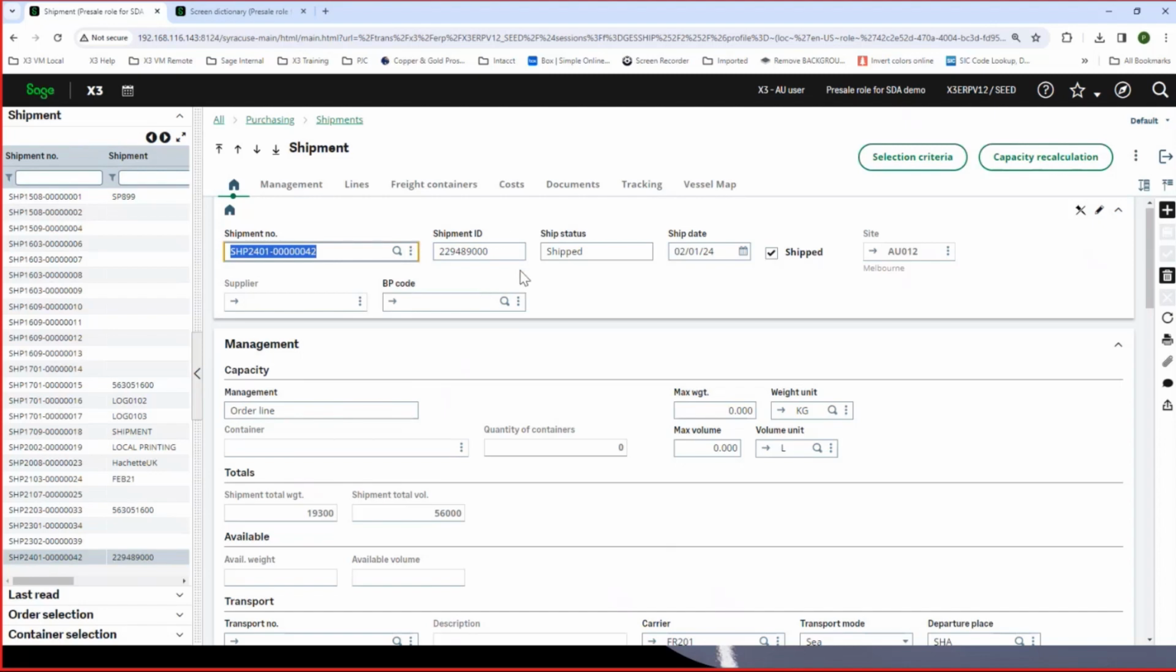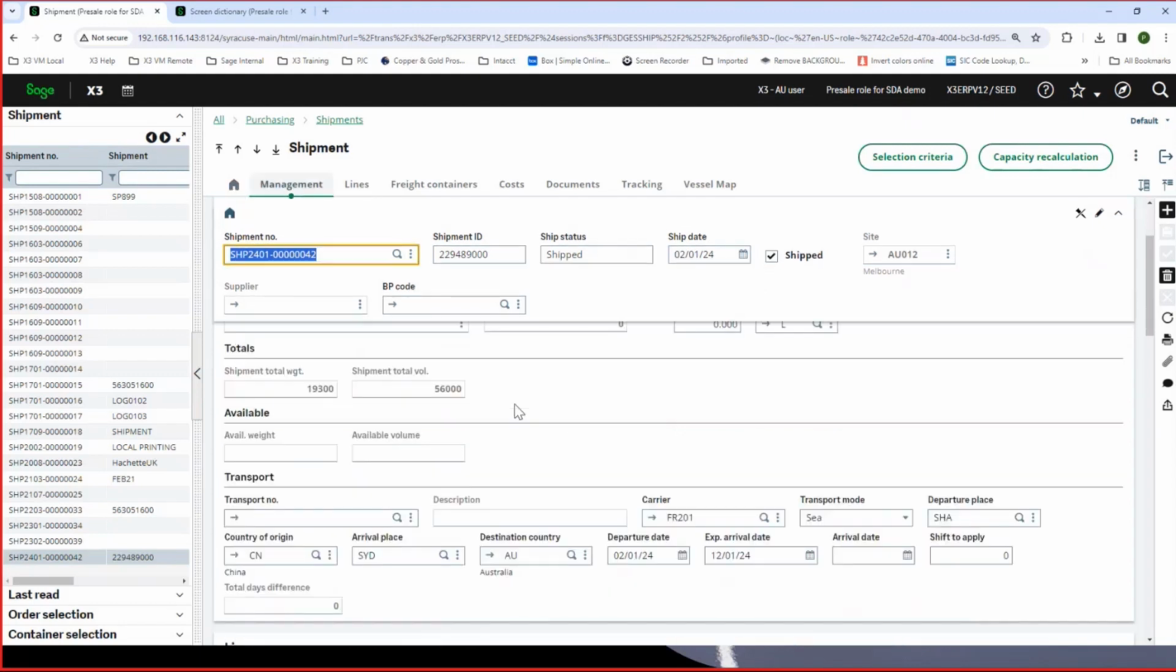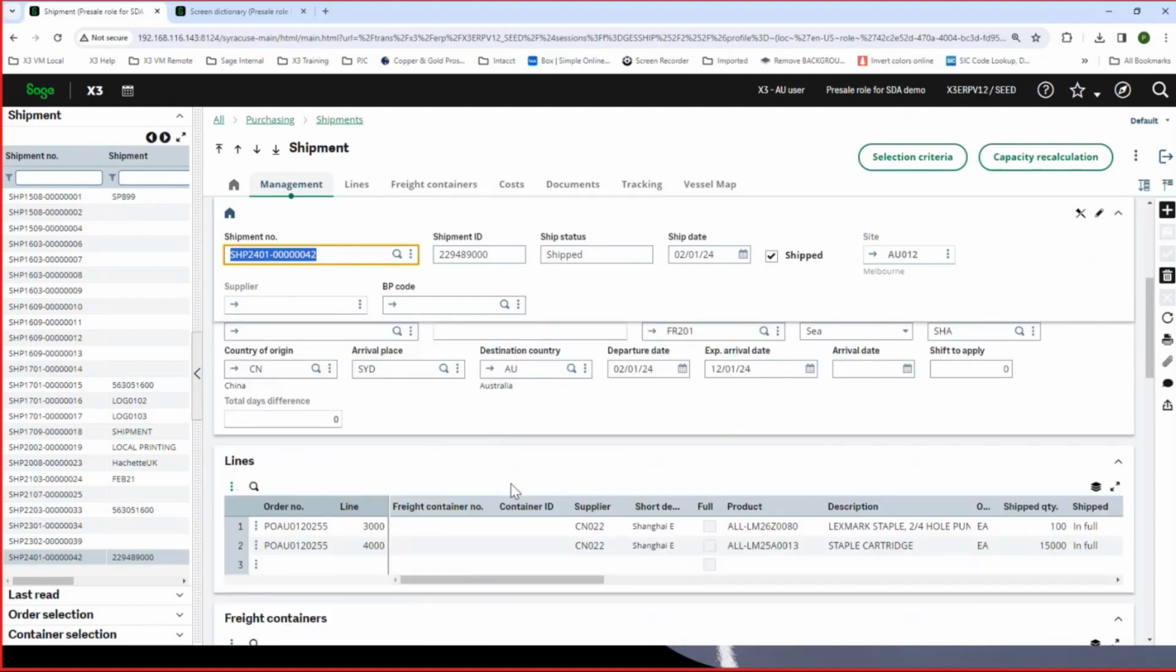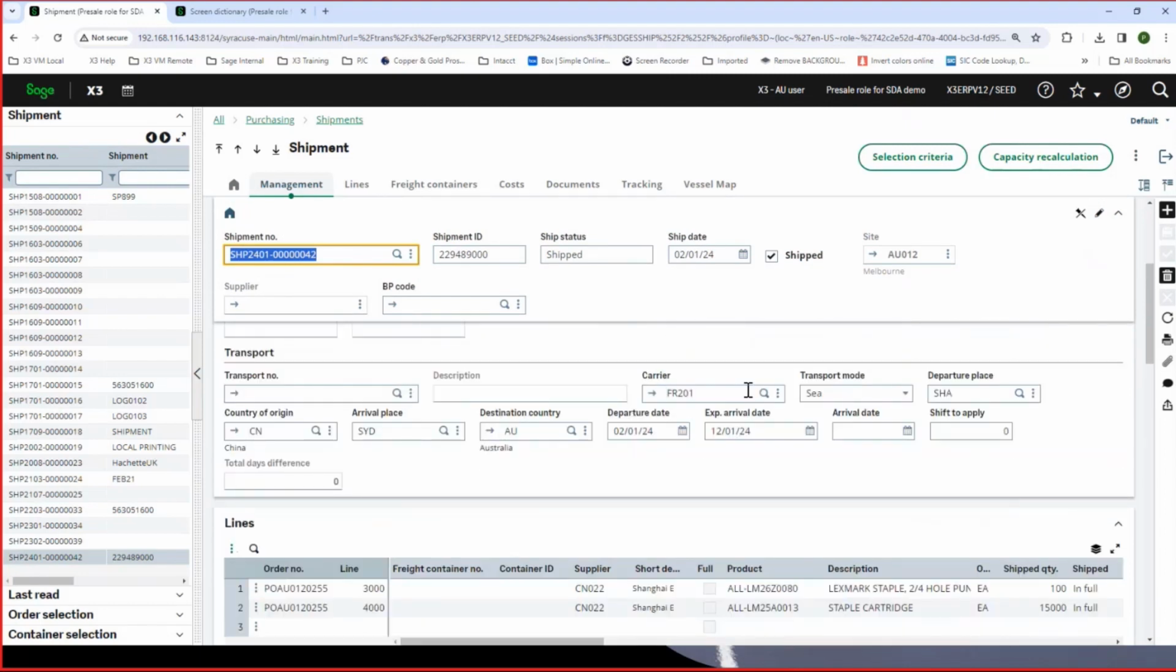This is optional, but I've used it in a particular way that I'll describe. What is the ship date, whether it's been shipped or not. We find the container capacity area as well, and here I can fill up that information. If I didn't have the transport record, I can describe here who the carrier is going to be, the mode of transport, the departure place, and the dates.